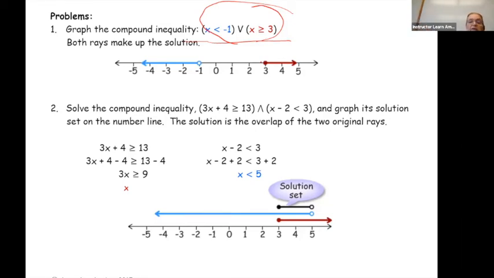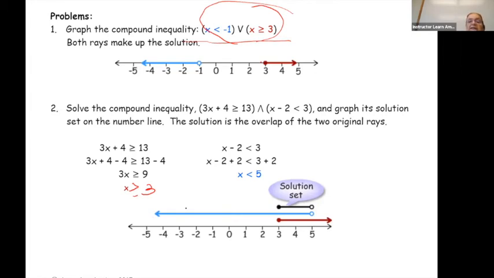Now, the compound inequality, 3x plus 4 greater than or equal to 13 and x minus 2 less than 3. We want to take a look at each of these inequalities. Solving this one, we get 3x plus 4 greater than or equal to 13; subtracting the 4 from both sides, 3x greater than or equal to 9, and so x must be greater than or equal to 3. Now, if we graph x greater than or equal to 3, we have this graph right here. If we have x minus 2 less than 3, adding 2 to both sides, we have x less than 5. Okay, we don't include the 5. We have everything shown in the blue.